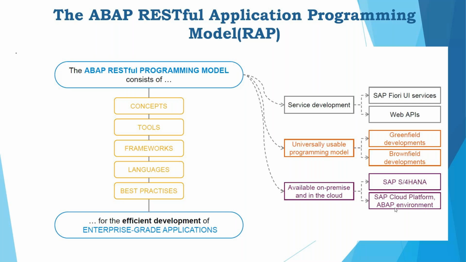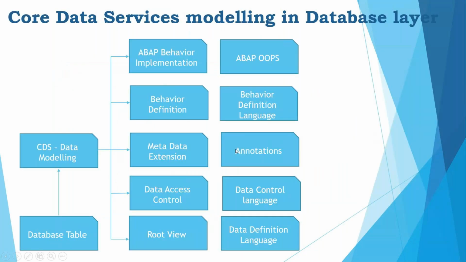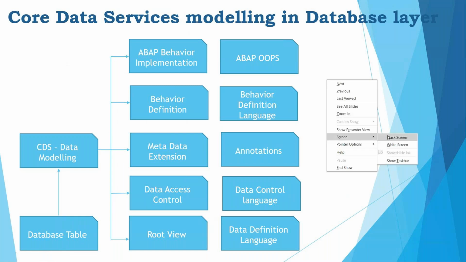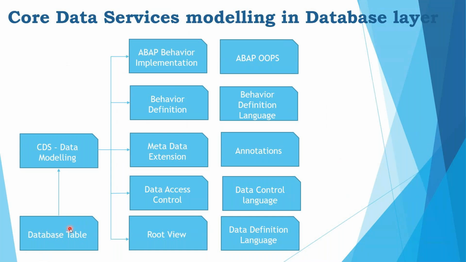Okay. Any more questions? No questions. Okay. Next. So what is this RAP? What does it contain when you go inside the RAP? Okay, we have a database table, and we are writing a CDS to retrieve the data from the database table. Once we retrieve the data from the CDS views, we are creating a data definition language. That is called the root view. In RAP, we call it the parent object.